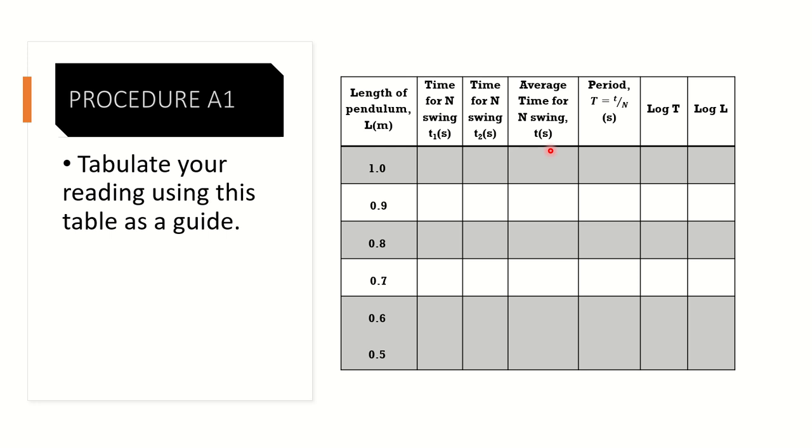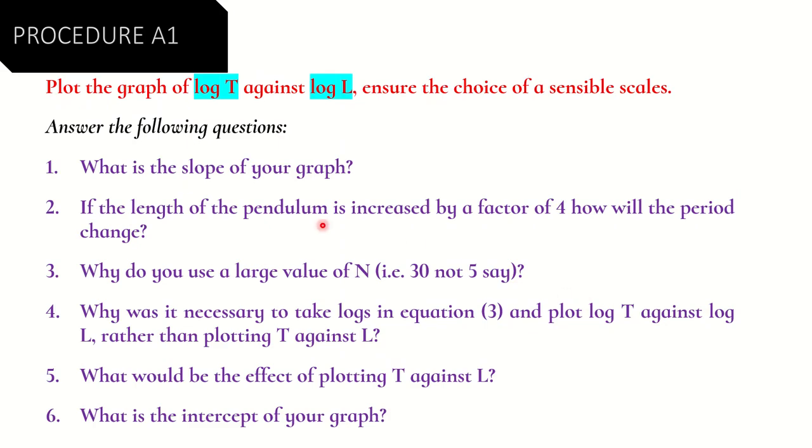Once that is done, the average time is T1 plus T2 divided by 2, and that will be computed for each of these. The period of oscillation will be equal to T, capital T, is equal to small t divided by N. N is 30 that we have used, so whatever t is here will be divided by 30, and that gives us this. Then the log will be taken, and the next stage is to plot the graph of log T against log L, ensuring the choice of a sensible scale.